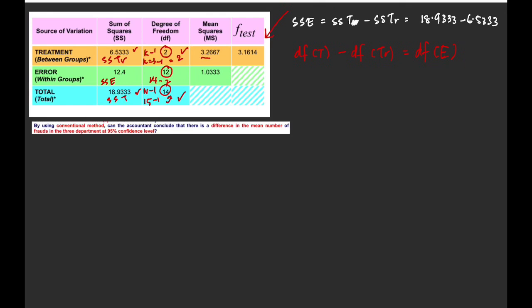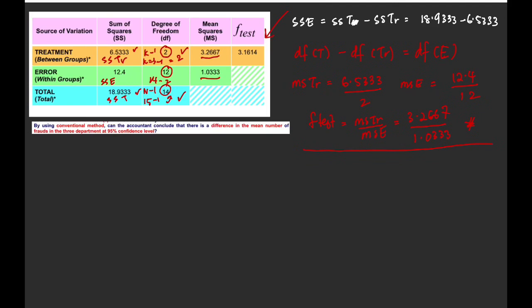Next, how do you get 3.2667? MS treatment is equal to 6.5333 divided by 2. How about MSE? 1.0333 is equal to 12.4 divided by 12. And lastly, how do you get the F-test? F-test is MSTR divided by MSE, which means 3.2667 divided by 1.0333. So this is the calculation: how you get the values in the ANOVA table.